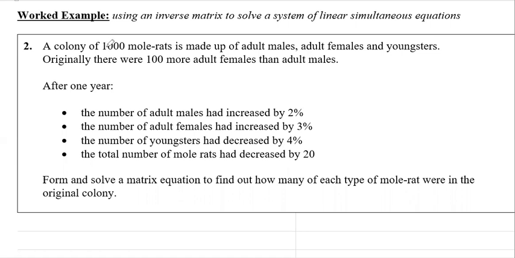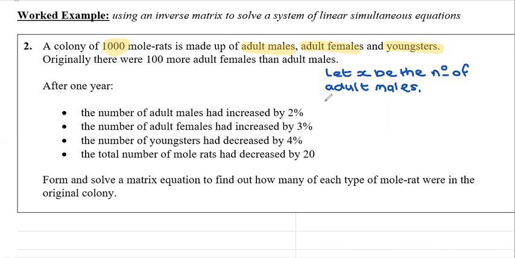So we've got a colony of 1,000 mole rats in this example, and they're divided into three categories. We've got adult males, adult females, and youngsters. Now, what we'll have to do is define what each of the variables is going to be. So we can say, first of all, let x be the number of adult males, just simply because that's the order in which they've been written.